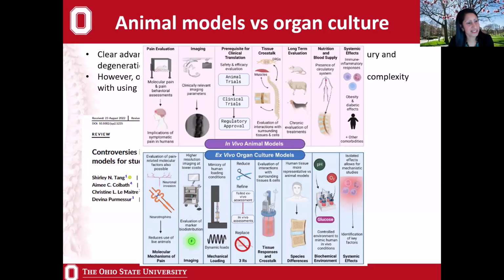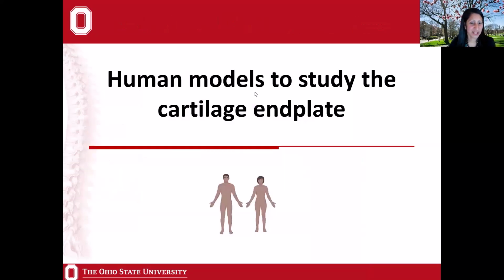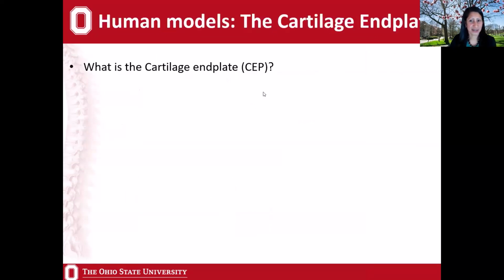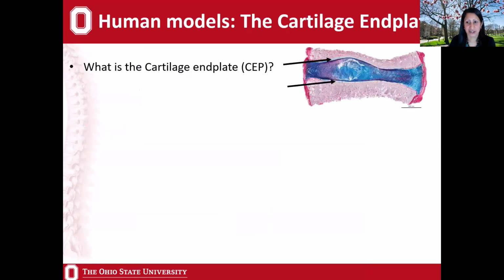I've got just a few more slides, but now I'm going to transition to some work I know that Michael will be interested in, the cartilage end plate. So some human models to study the cartilage end plate. So what is the cartilage end plate? It's this underexplored tissue, right? But it exists here. So we have our lovely disc in the middle. It's sandwiched between the cartilage end plates and the vertebrae.